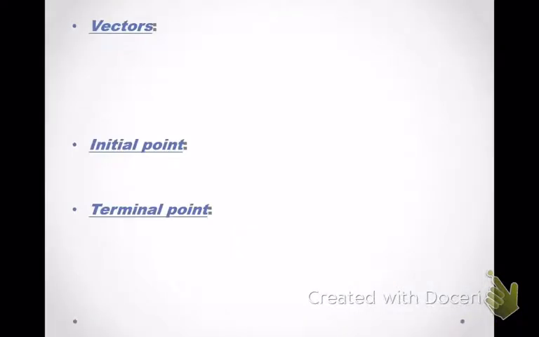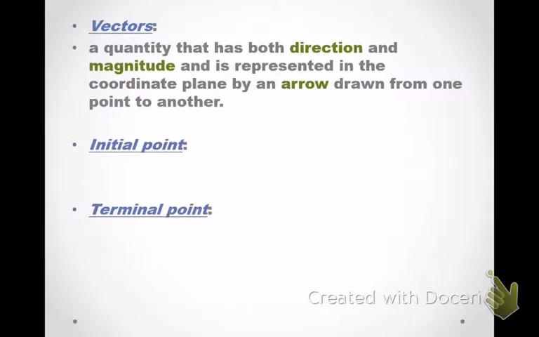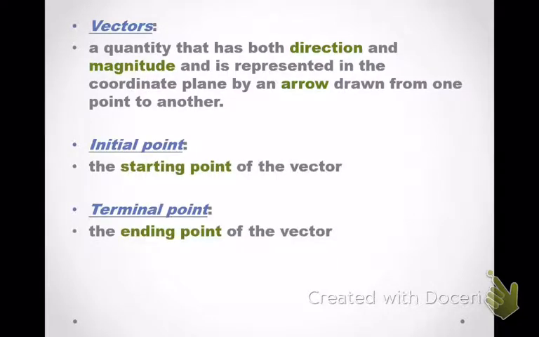Okay? Now, we can use vectors to slide. A vector is a quantity that has both direction and magnitude. Okay? And it's represented in the coordinate plane by an arrow drawn from one point to another. So it's going to look like a ray, but because it has direction and magnitude, it's going to stop, right? And we know that rays don't technically stop. So what's an arrow? It has an initial point. The initial point is just a starting point, and it has a terminal point. The terminal point is the ending point of the vector. Okay?